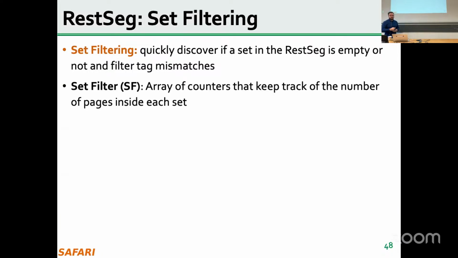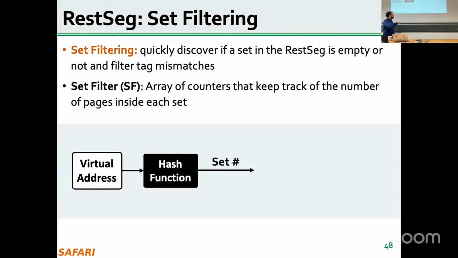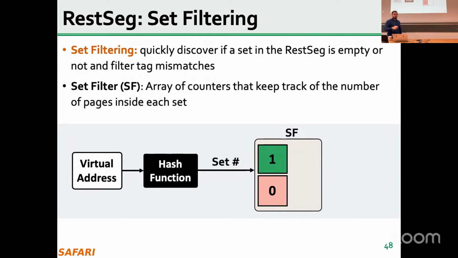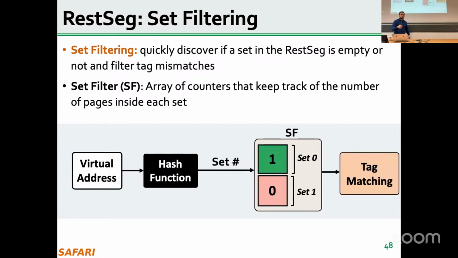So a set filter is basically an array of counters that keep track of the number of pages inside the set. After the virtual page is retrieved, we calculate the hash function, we get the set number, and we access a bitmap that says, oh, there is some data in the first set. So you should do the tag matching if you think your data is in the first set. In this scenario, we cannot avoid the tag matching. However, if the set index was 1, then we would abort the tag matching, because we know there is no data stored for me in that set.